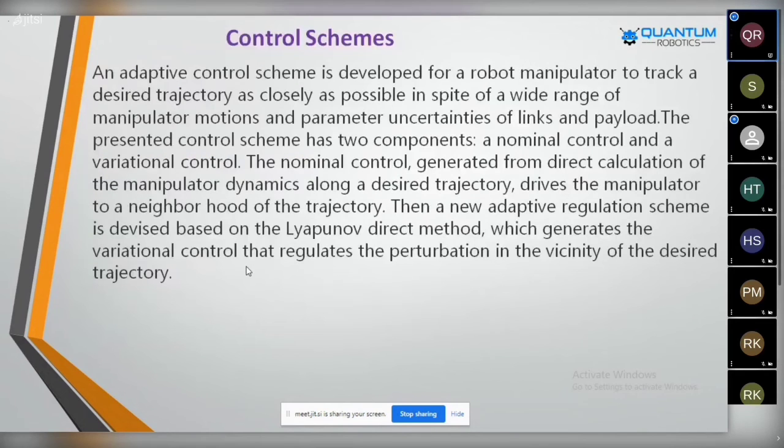Now the control schemes. An adaptive control scheme is developed for the robot manipulator to track a trajectory as closely as possible over a wide range of speeds. In the manipulator, there are different types of rotations and coordinate systems, and the control schemes act on those rotations and coordinate systems.